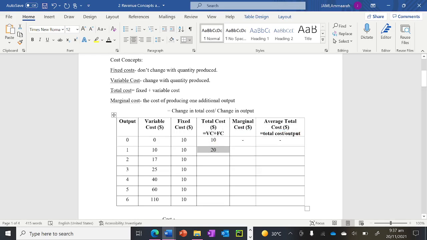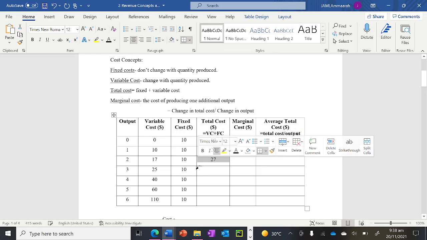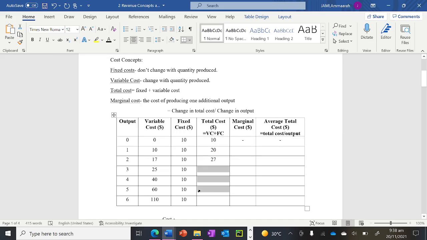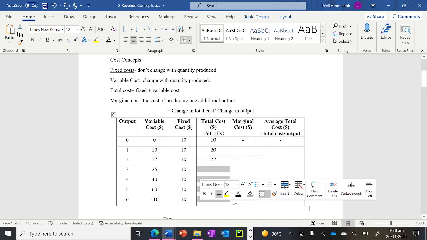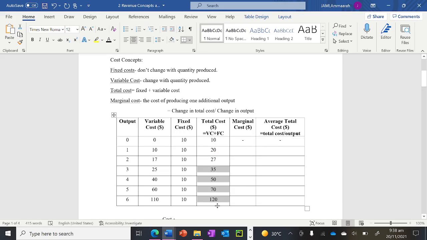Over here, your total cost for producing 2 units of output would be the variable cost for producing 2 units of output and the fixed cost for producing 2 units of output, which would be 17. And that's basically how you would work out the entire total cost section. You just add your variable costs and your fixed costs.